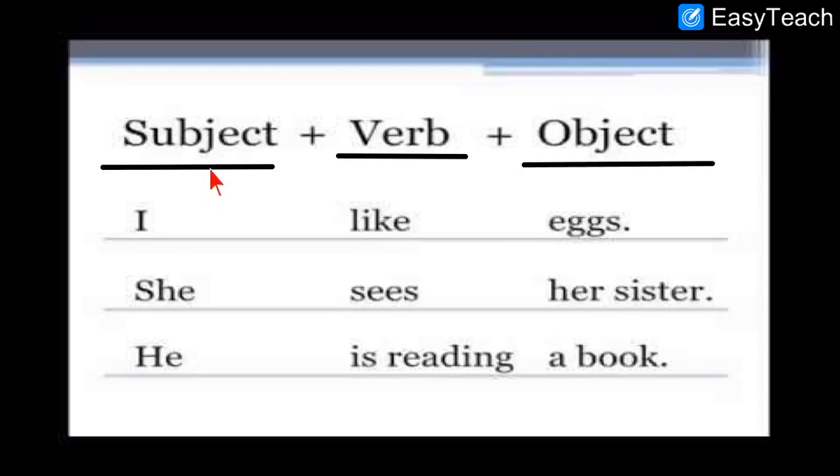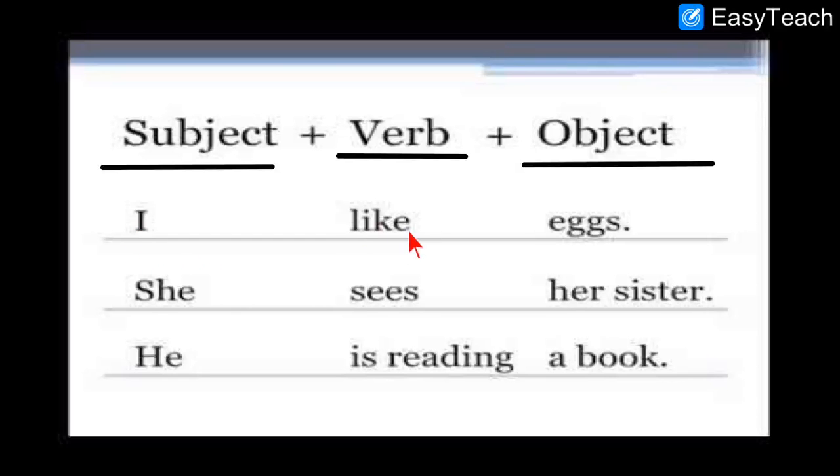Subject means who is doing the action. Verb means what is the action done. Object means who is receiving the action. Let us see. See, I like X. So I, who is performing the action? Who is the doer of the action?